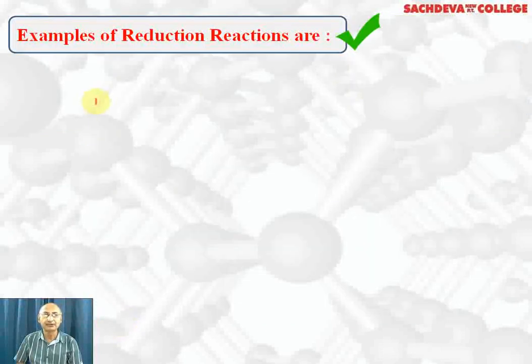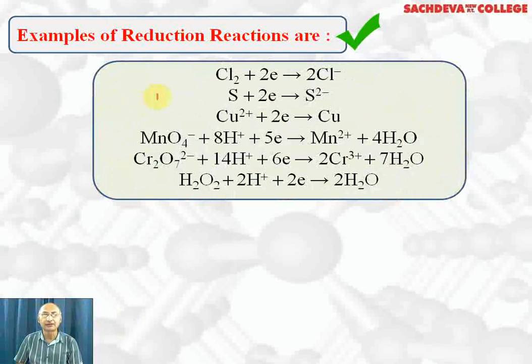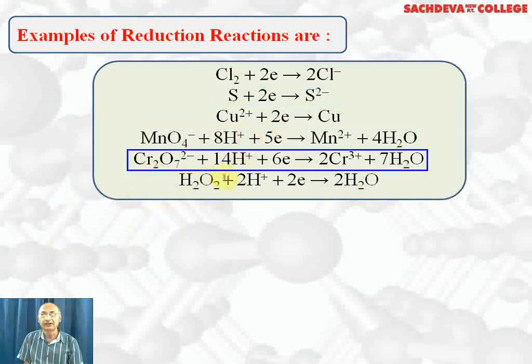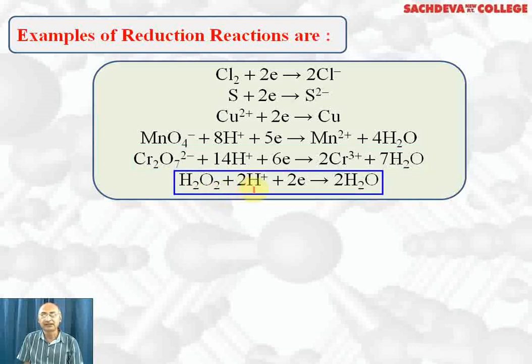Next we are taking examples of reduction reactions in terms of gain of electrons. Cl2 is gaining 2 electrons to form 2 chloride ion. Sulfur is gaining 2 electrons to form sulfide ions. Copper ions are gaining 2 electrons to form copper solid. Permanganate ions are gaining 5 electrons in acidic medium to form Mn plus 2. Dichromate ions are gaining 6 electrons to form chromium plus 3. Hydrogen peroxide in acidic medium is gaining 2 electrons to form water. All these reactions involve gain of electrons, that is reduction reactions. So reduction reactions involve gain of electrons.